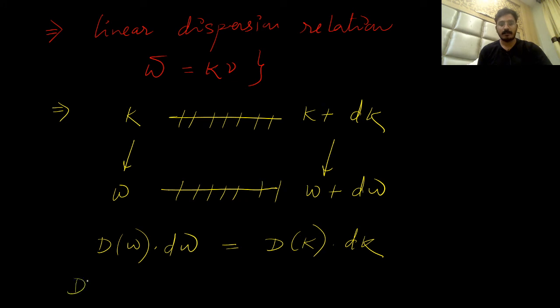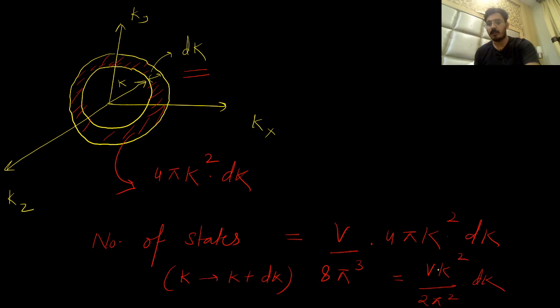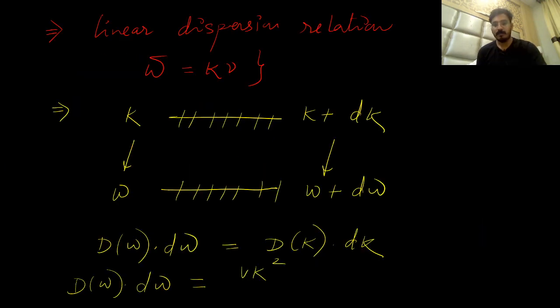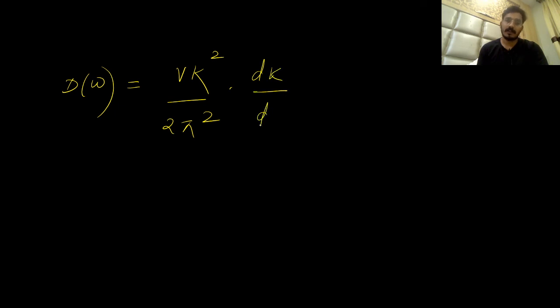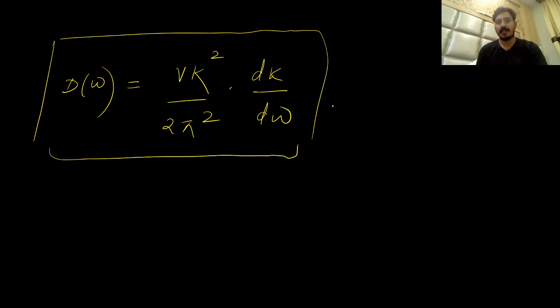So g(omega) d omega is equal to the number of states between k and k plus dk which we found here, V k square over 2 pi square dk. So from here we can show that g(omega) is equal to V k square over 2 pi square times dk by d omega. From here we can show what has been asked in the question.